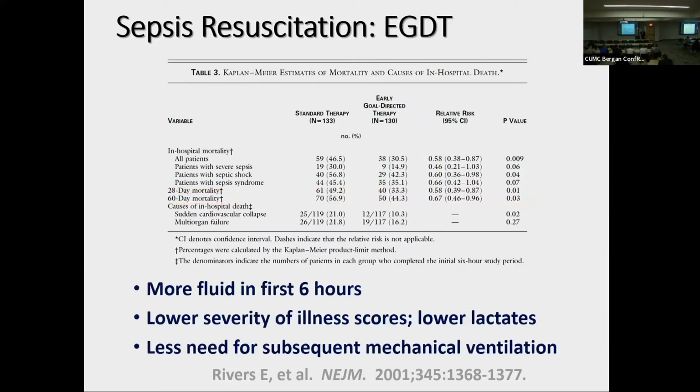It turned out that if you did the early goal-directed therapy treatment, the patients got more fluids in the first 6 hours. That's what brings us this urgency of giving 30 mils per kilo in the first 3 hours. They ended up with lower severity of illness scores over time, lower lactates over time, and less need for subsequent mechanical ventilation.